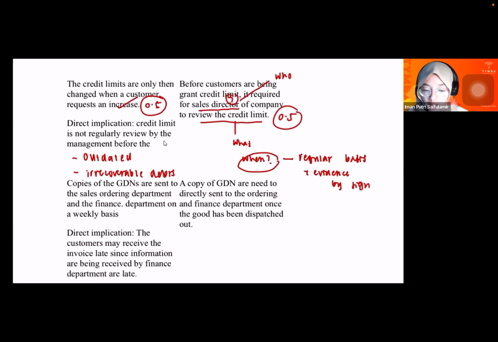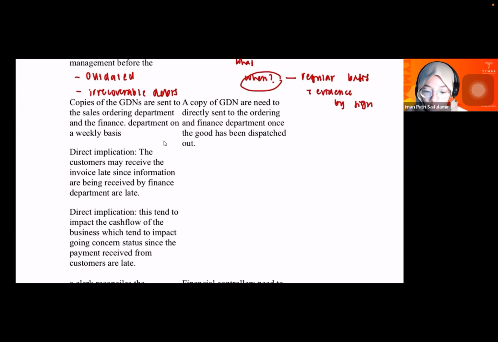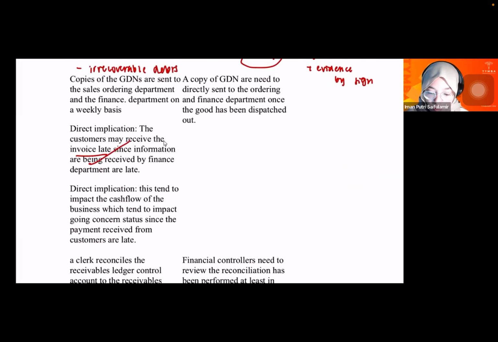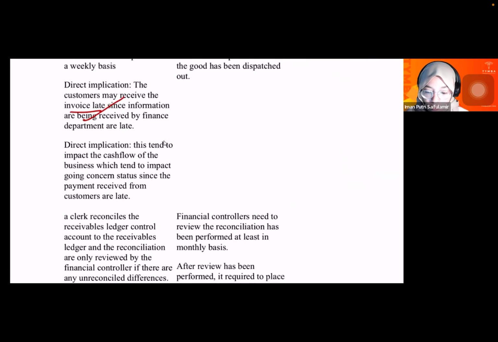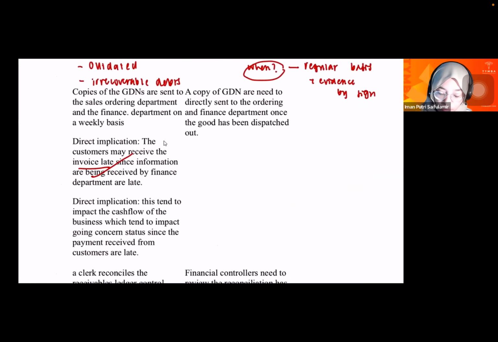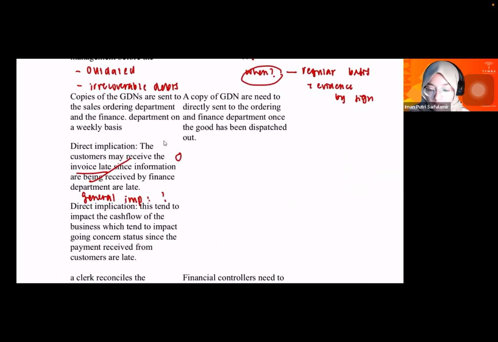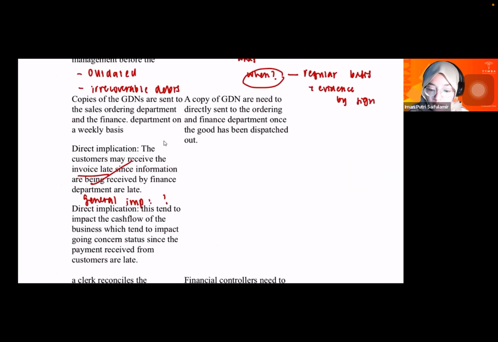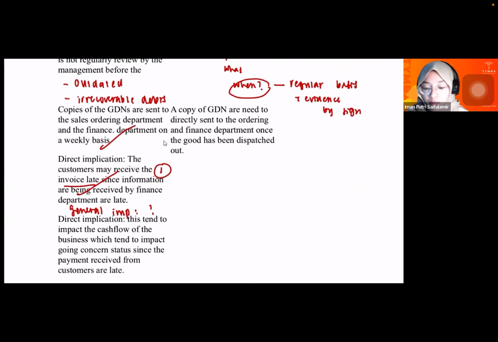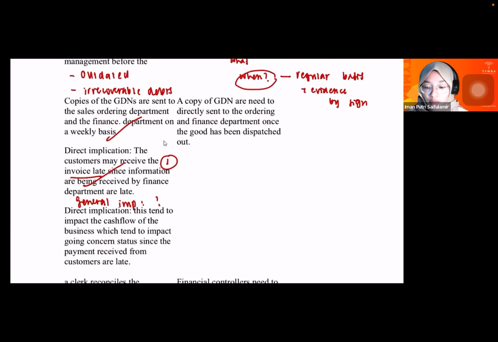Copies of the GDN are sent, okay? So the customers may receive the invoice late, okay? So again, what is your general implication here? But I think I can still give this a solid 1 mark here because you've already stated that the customer may receive the invoice late.